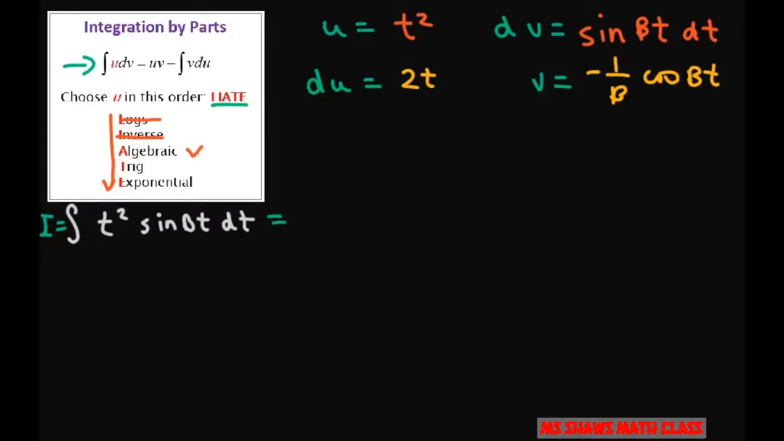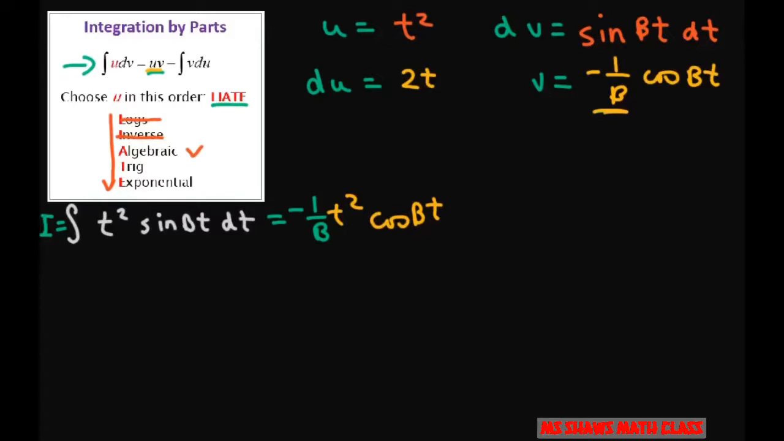And that's going to give you, we want uv. So for uv, you're going to get t squared. Sorry about that. Instead of uv, I'm going to do vu. So you're going to get negative, let's just put t squared. And I'm going to put this negative 1 over beta in front. It just looks better. And then finish off the cosine of beta t. So I just put this in front.